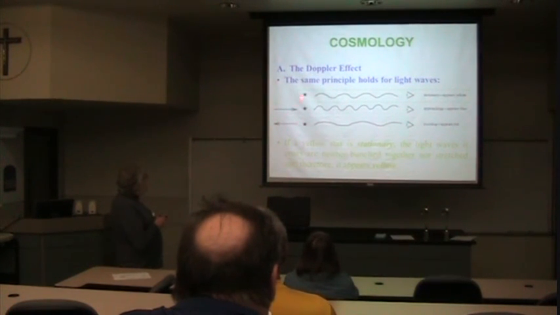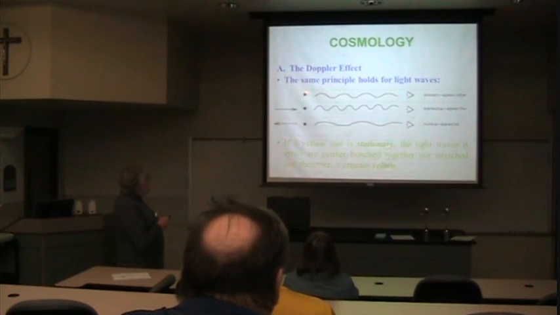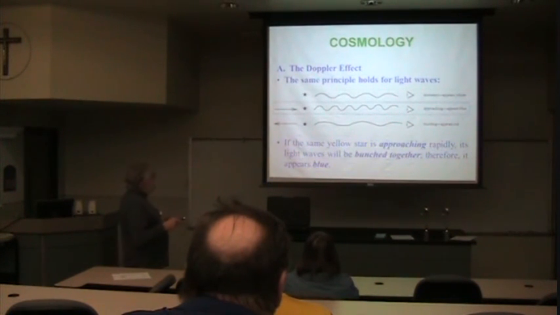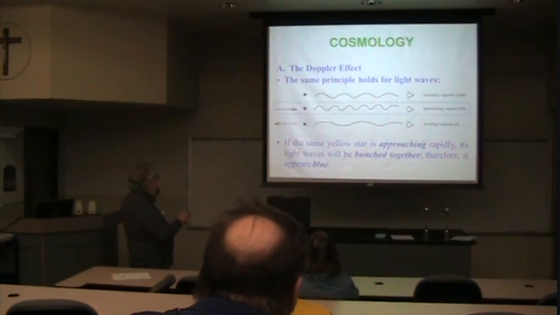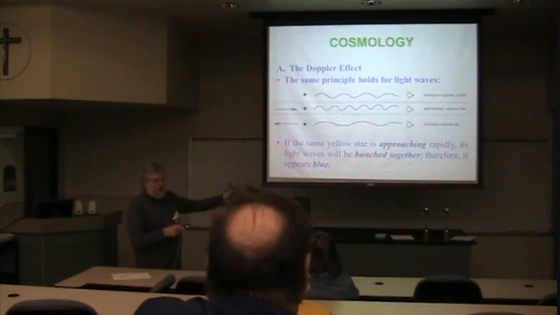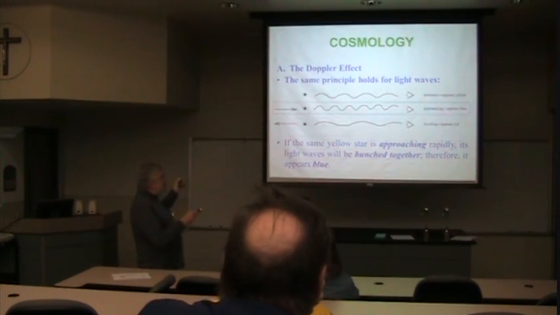Suppose we've got a star that's stationary, and suppose it's a yellow star. When we see it, it's not moving towards us or away from us, so it looks yellow to us. Suppose that star is rushing towards us at a pretty high speed. Its waves get bunched closer together, and therefore, when our eye sees it, it can't tell whether it's a yellow star bunching its waves up or a blue star just sitting there. If it looks blue, it looks blue, even though it was yellow to start with.